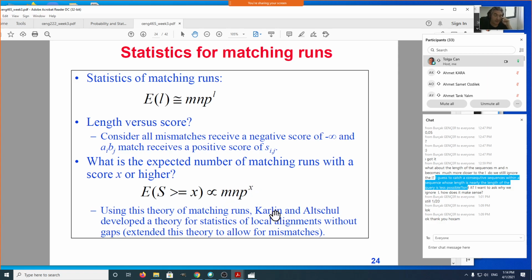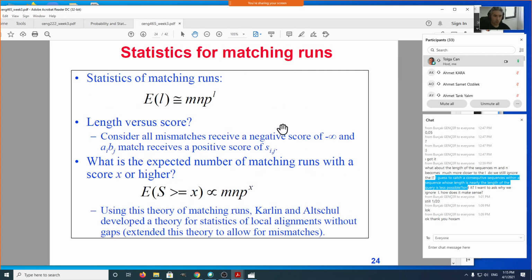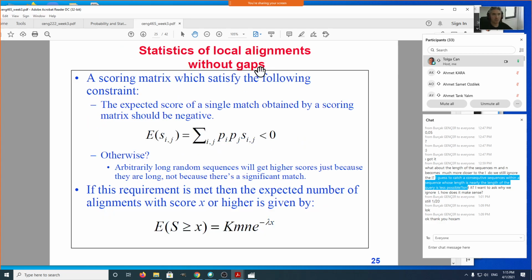And here in their 1990 paper, in their first BLAST paper, Karlin and Altschul, who are the authors of that BLAST paper, developed the statistics. They extended this just matching run by including also mismatch scores. But for that, they had to revisit what those scoring matrices mean. So we have a scoring matrix, BLOSUM62, and PAM250, for example. What do those scores mean?